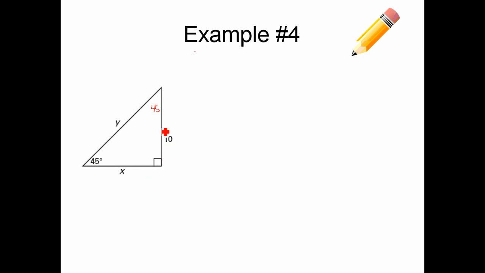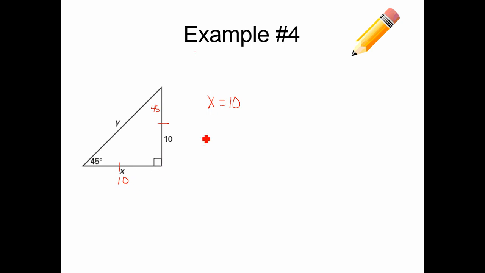And now remember, in a 45, 45, 90 degree triangle, it's isosceles. So the fact that this leg is 10 also tells me right off the bat that x will also be 10, because two equal angles means I will have two equal sides, two congruent sides.